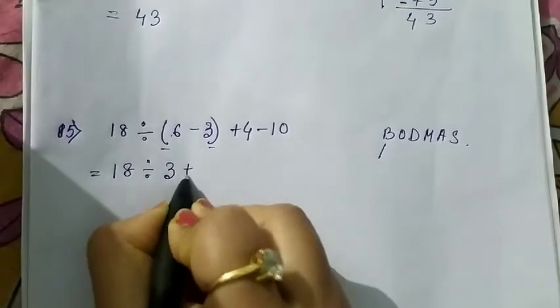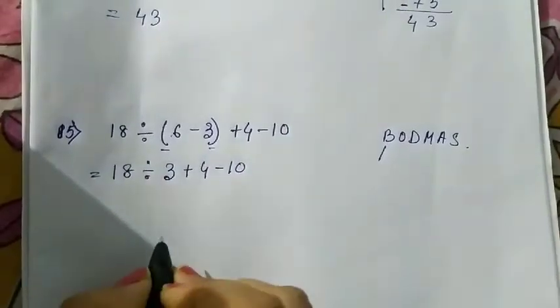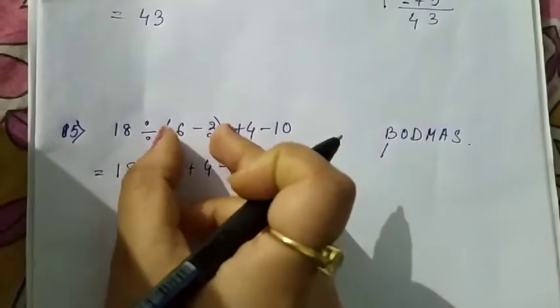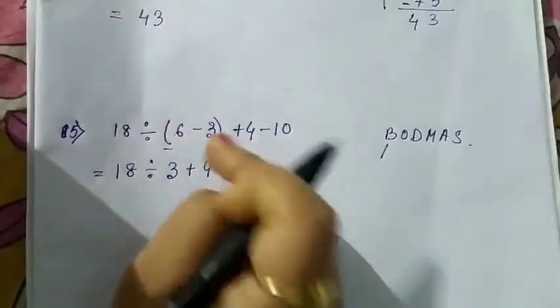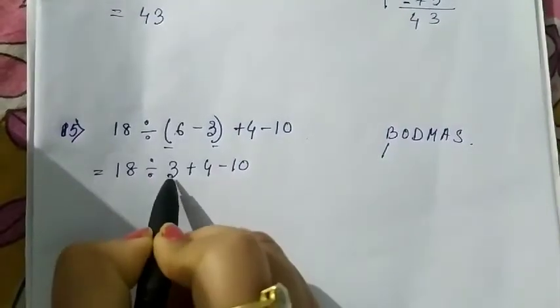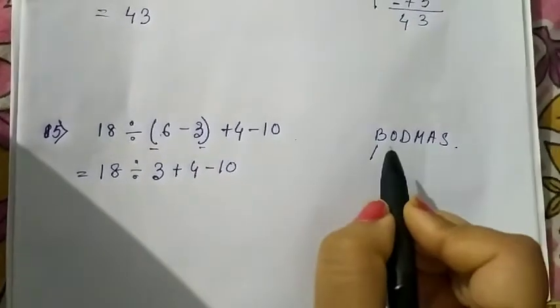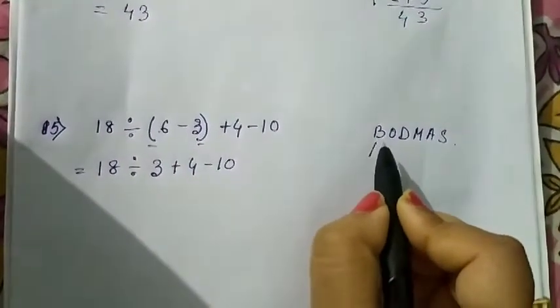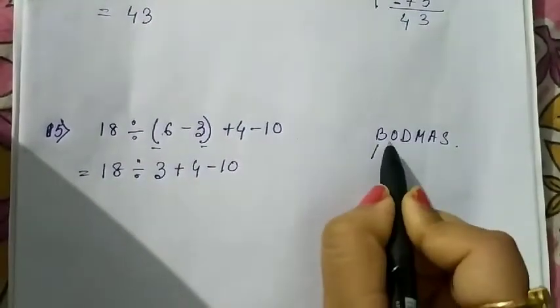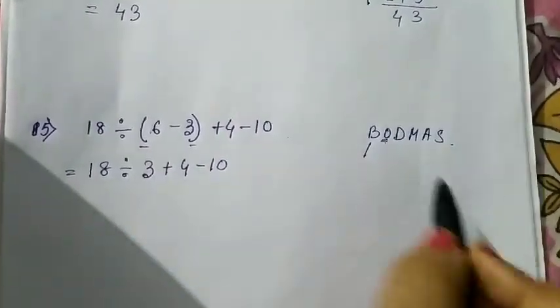Now plus 4 minus 10. The rest will be the same. Only the part inside the bracket we do. Clear? So 6 minus 3 is 3, and I am writing 3 here. The bracket work is completed. Now, of: is there any of in the question? No, no of is given.